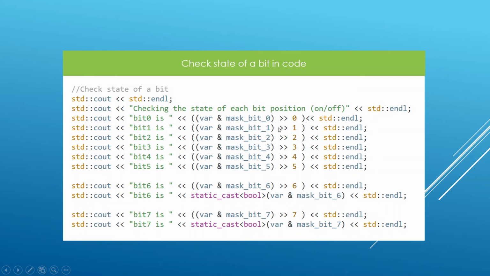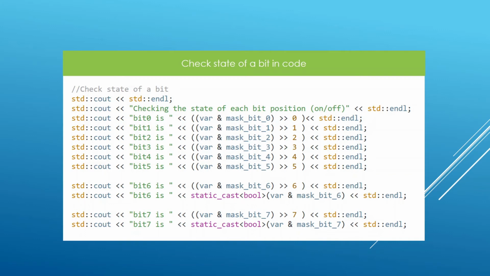For example, for bit 1, we're going to take var, AND that with the mask bit, and we're going to shift right 1 time, and we're going to keep increasing the number of bits we move, and we're going to get integers, and we're going to print them out. If we want to interpret these things as booleans, we can take these integers and cast them back to bool using our static cast like we have learned before. And this is going to give us what we want.